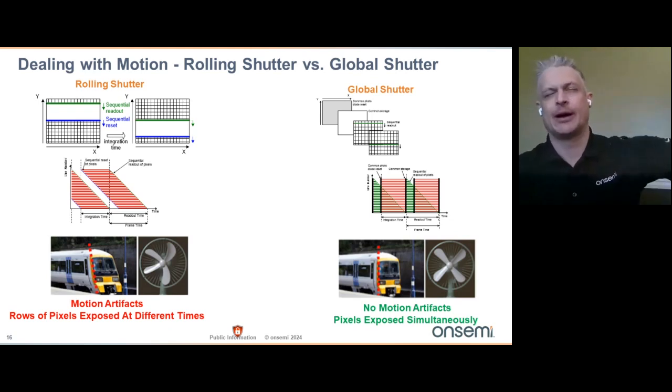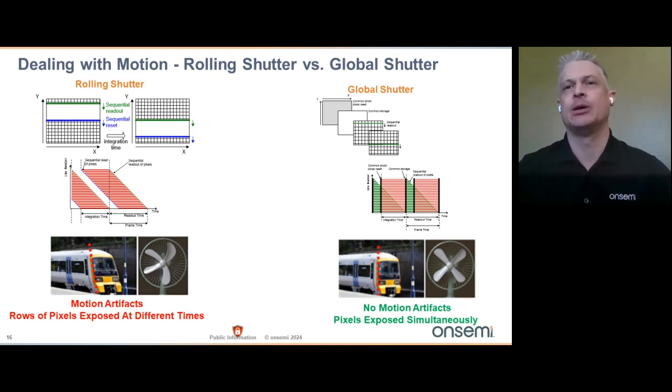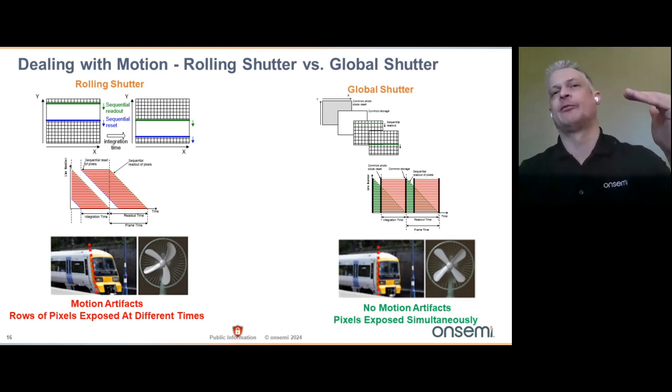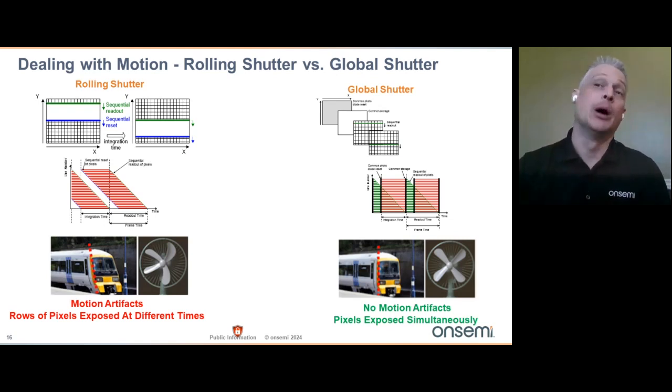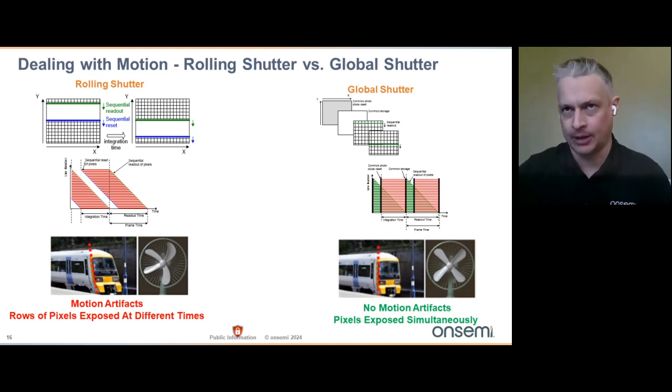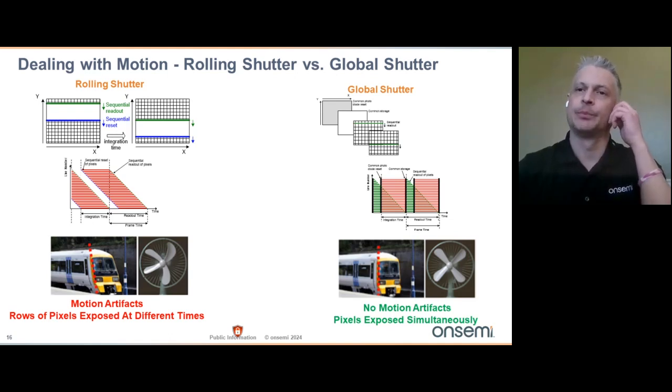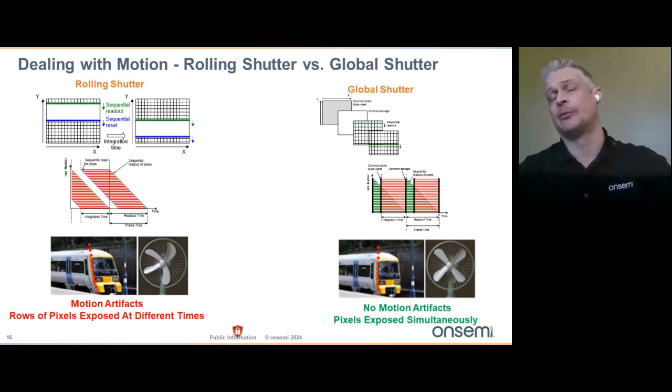Again, I know that for some people this is pretty high level, so just stick with me here. A rolling shutter sensor works by exposing a row of pixels and reading out that row, then exposing the next row and reading it out, and so on. What that means is that the first row you expose is at a different time than the last row. So if you've got a fast-moving object, like a bullet train, or the fan here, because the last and first rows of pixels have a time difference between them, you see motion artifacts.